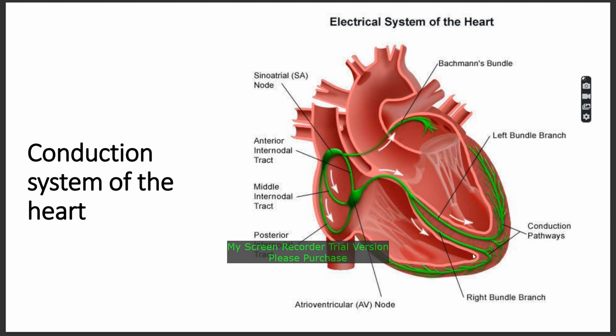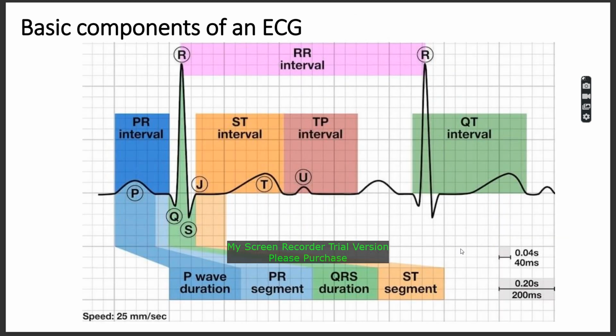Then over here you find the right bundle branch and the left bundle branch of the AV node. These are the conduction pathways: the Purkinje fibers, the bundle of His, and this is known as Bachmann's bundle. Bachmann's bundle goes from the SA node in the right atrium to the left atrium. The bundle of His and the Purkinje fibers go to the left and right ventricles.